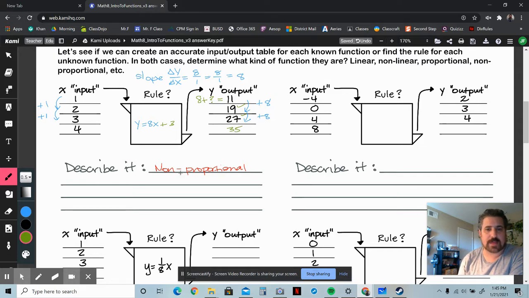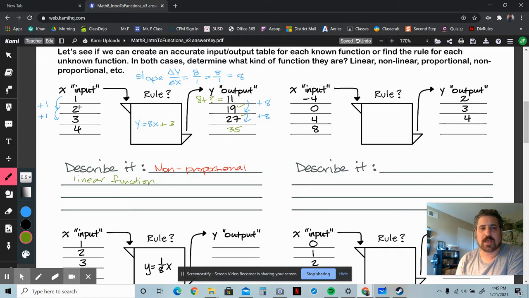And so now we can accurately say this is not just non-proportional, this is a non-proportional linear, because it has a constant rate of growth, right? The slope is 8. And it is a function. Now, why is it called a function? Because they're applying this rule, right? There's an independent variable and a dependent variable that are related by this rule. And for every input, there is only one expected output.